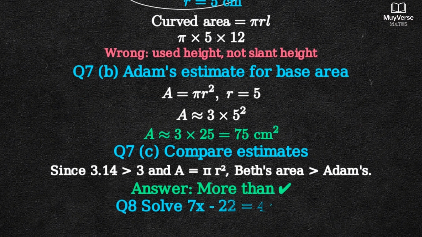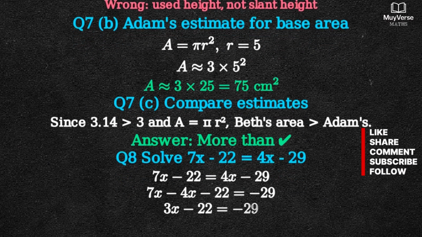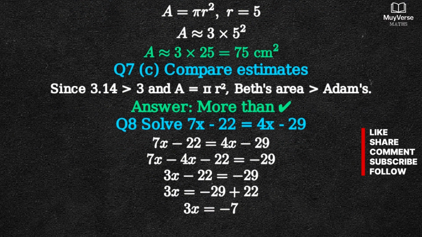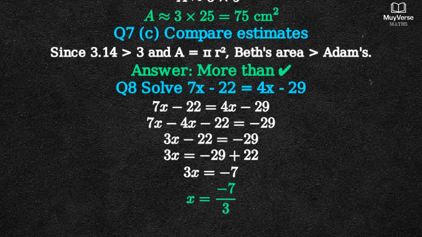Question 8. Solve the linear equation 7x minus 22 equals 4x minus 29. Bring x terms to the left. Subtract 4x from both sides. 3x minus 22 equals negative 29. Now bring constants to the right. Add 22 to both sides. 3x equals negative 7. Finally divide both sides by 3. x equals negative 7 over 3.